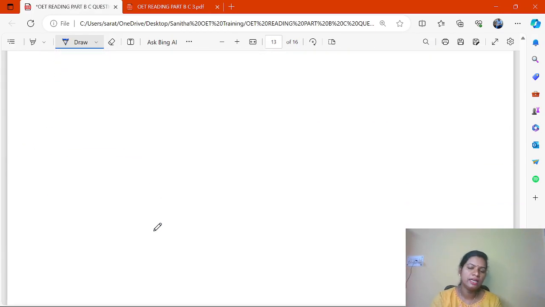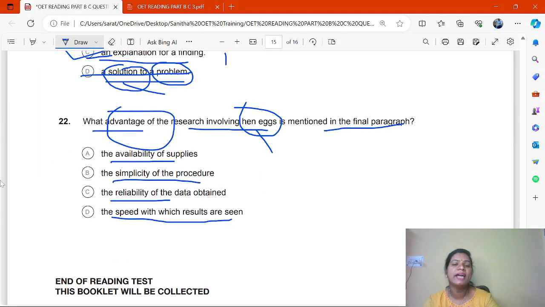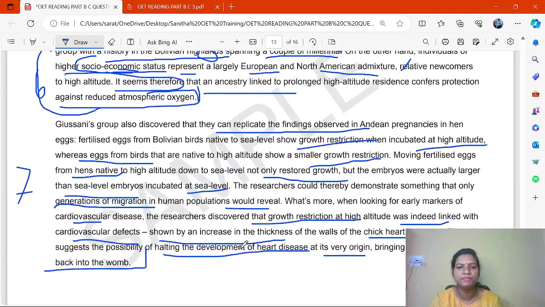Okay, so they found something different. What is the question they are asking? What advantage of the research involving hen eggs is mentioned in the final paragraph? The availability of supplies. Okay, but it is not discussing the availability of supplies. The simplicity of the procedure, but they are not saying anything about the simplicity of the procedure. Okay, the reliability of the data obtained, but the reliability of the data is not confirmed. The speed with which results are seen. Yes, it is something. It is matching. What is the speed?